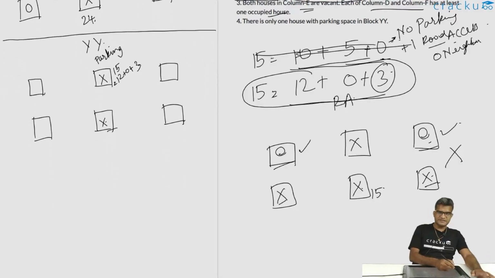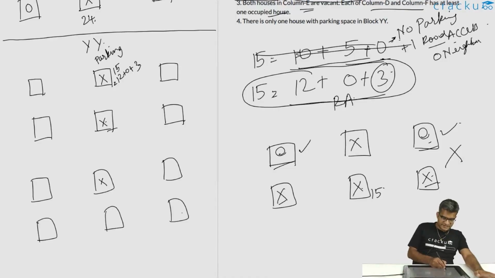We'll draw all the cases. If D1 is vacant, let me clear this. This is X and this is X. This is 15. If D1 is vacant, this would imply that F1 is occupied. If F1 is vacant, this would imply that D1 is occupied. What about D2 and F2? In the first case, we know for sure, because we need at least one house in column D and column F to be occupied, that since D1 is vacant, D2 has to be occupied. In the second case, because F1 is vacant, F2 has to be occupied.